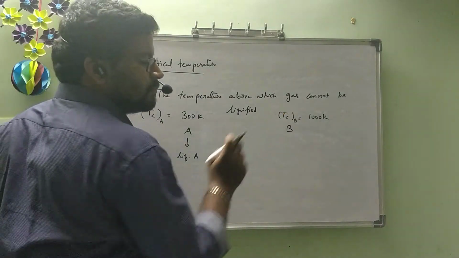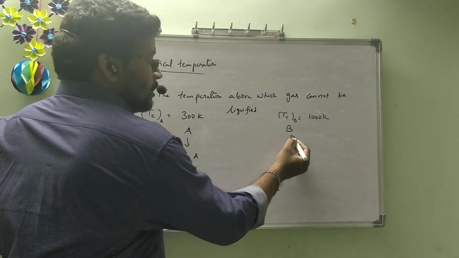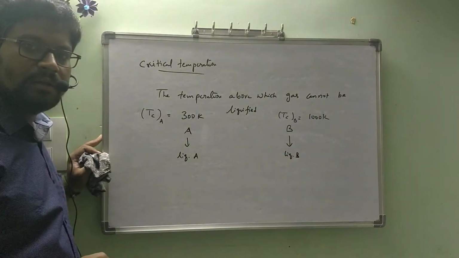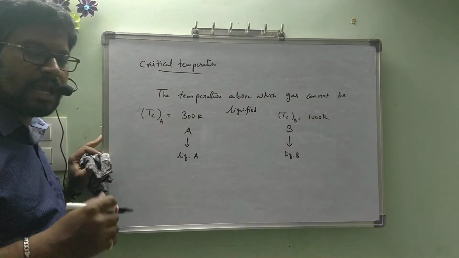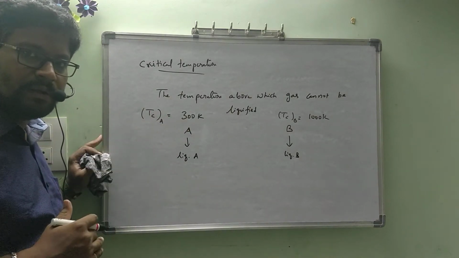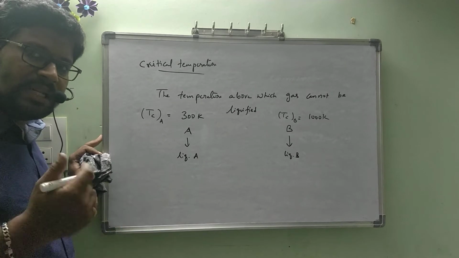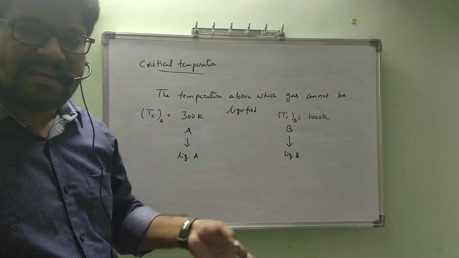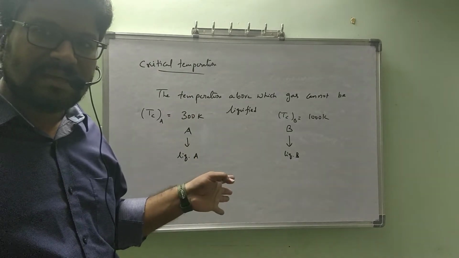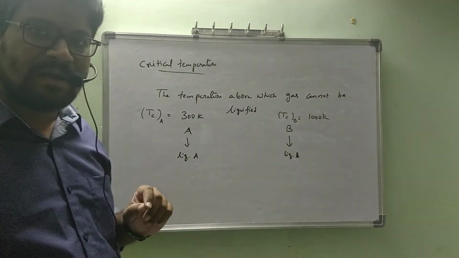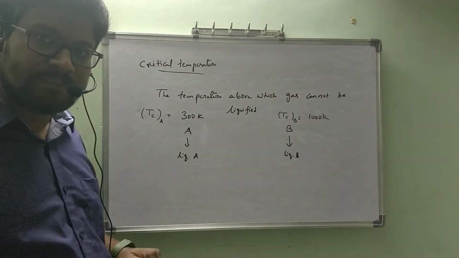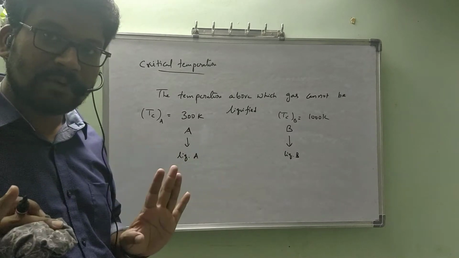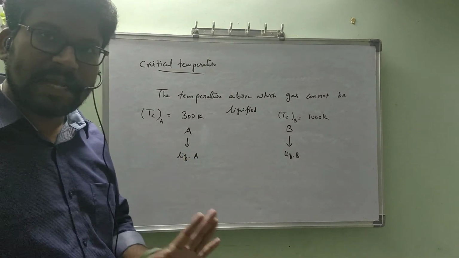Next, coming to gas B. B must be converted to liquid B. For that, what is the temperature required? Above 1000 it is not possible, below 1000 we can easily maintain. So many possibilities are there for this one, because at 500 Kelvin, 600 Kelvin, whatever it is, it can be liquefied. Here I am talking about A gas and B gas only.